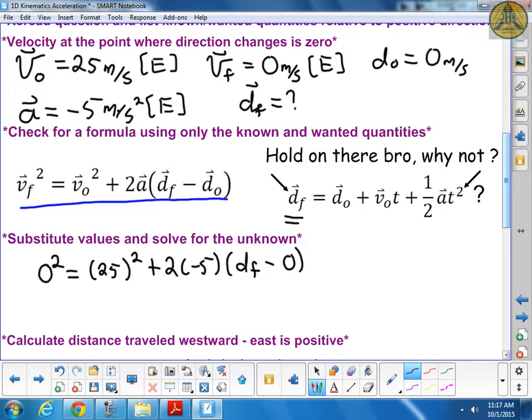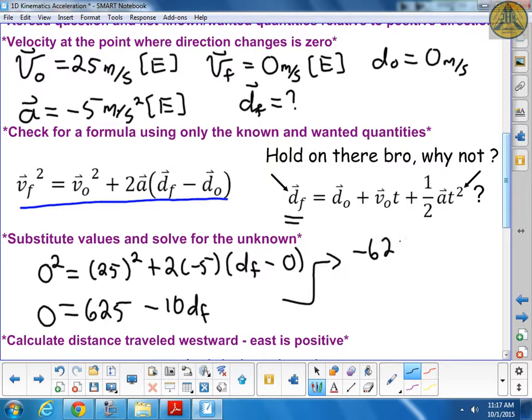So 0 equals 625 minus 10 df, whatever that ended up. So negative 625 equals negative 10 df, and divide, 62.5. So this is how far it went just east. Remember, whenever velocity hits 0, it's changing direction to go from east to west or north to south. So that's distance east.